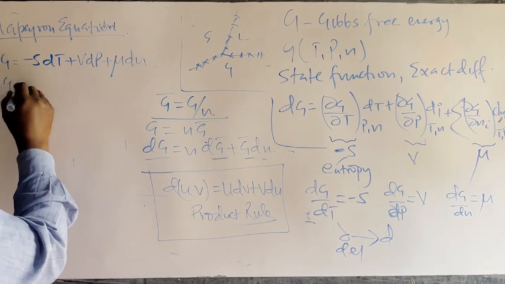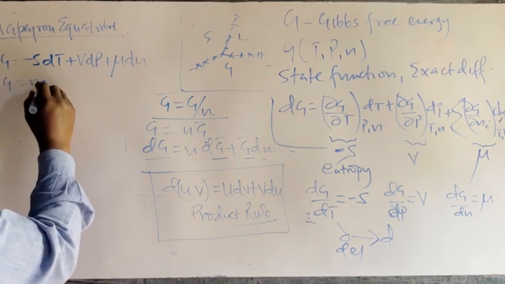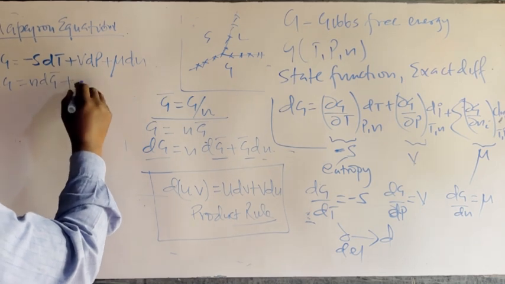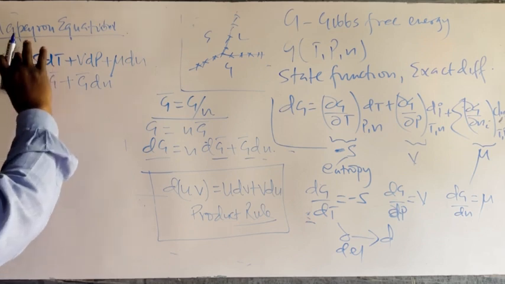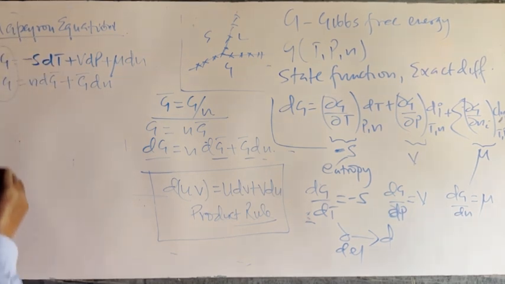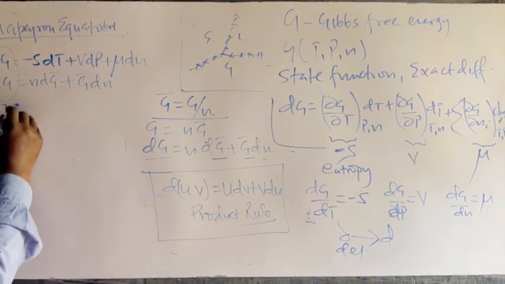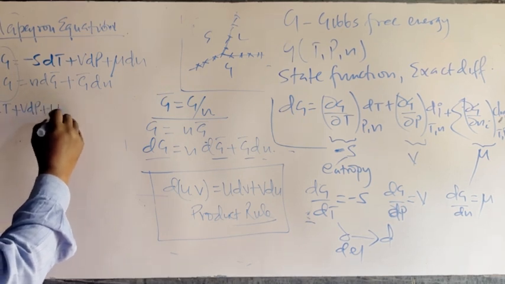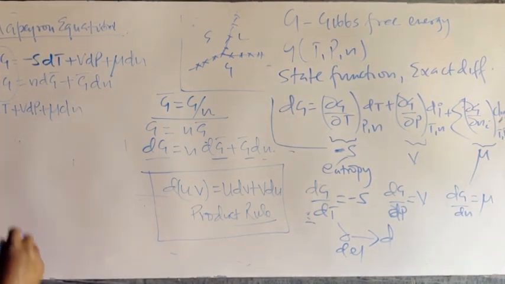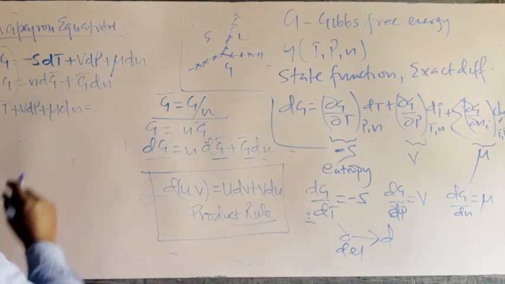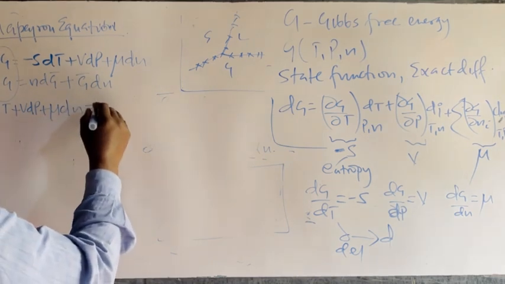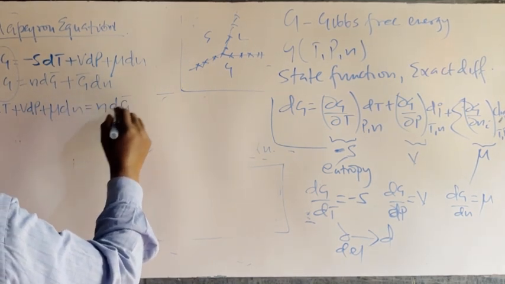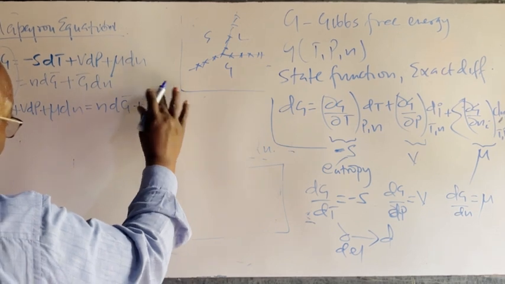remember we have dG also as N dG bar plus G bar dN. Now, if we equate both equations, because these are the same, then we notice that this will cancel out. So that if you have minus S dT plus V dP plus mu dN as being equal to, just remove this now so that you can do some work there, N dG bar plus G bar dN.